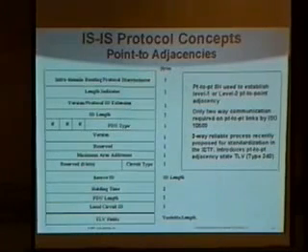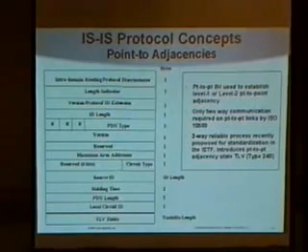Then the maximum area addresses. Normally we said each node must be in one area. By default you can also be in 3 different areas, or you can be in a lot more, up to 255. And the holding time is the duration.